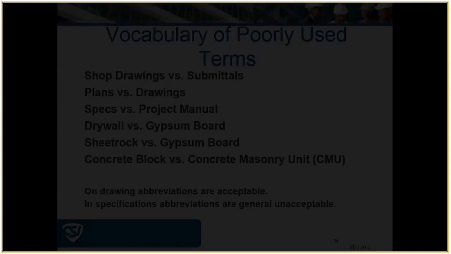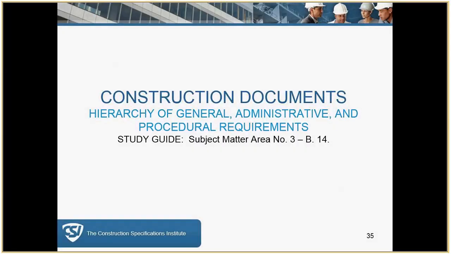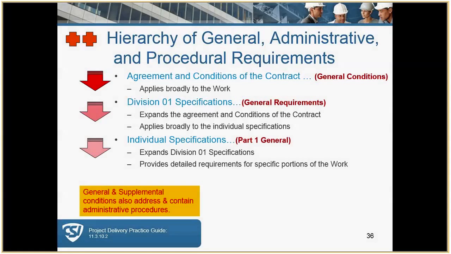Construction documents, the hierarchy of general, administrative, and procedural requirements. We talked about this a little bit the last time. We talked about the general requirement, the general conditions at the top. They are part of the agreement and the conditions of the contract. General requirements is division 01, which is actually part of the specification. And then within the individual specifications, there's part 1, general, which expands upon division 1. This can be looked at in a way as going from broad to more refined to precise.